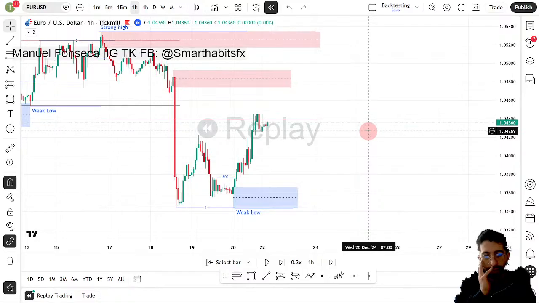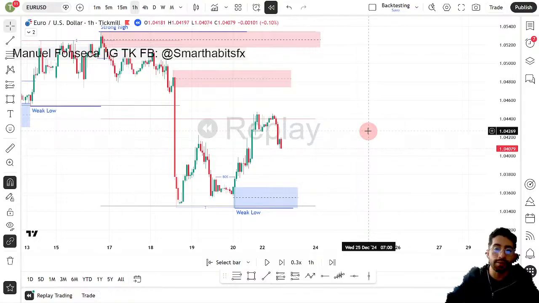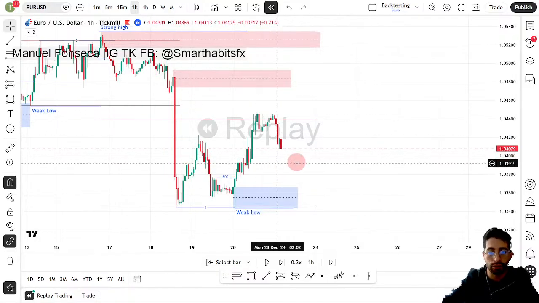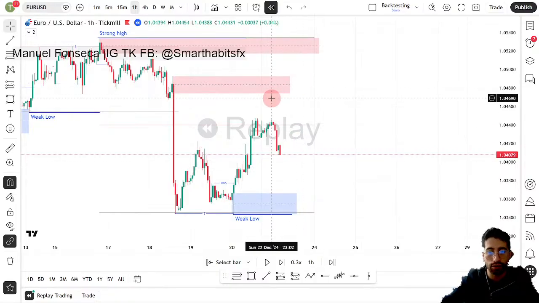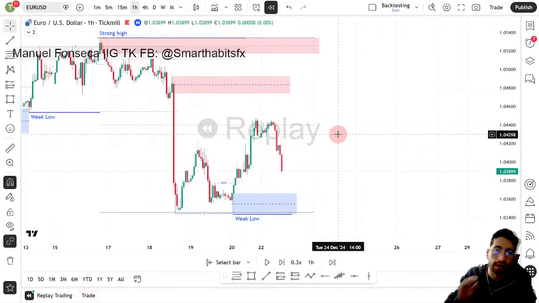Well, keep pushing up, nice retracement. It got to the 50%. Once the price gets to the 50%, it can do two things. Either get to these order blocks or just continue with the downtrend. Let's see what happens.